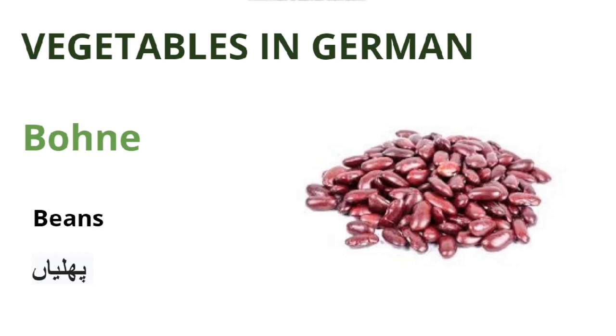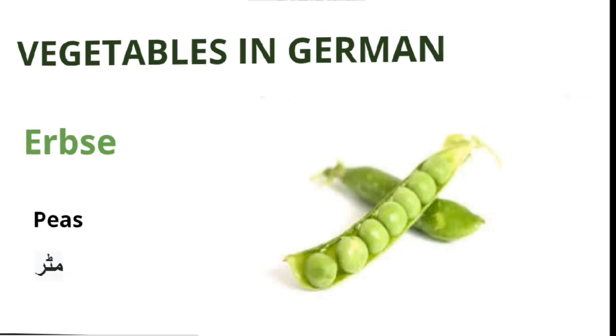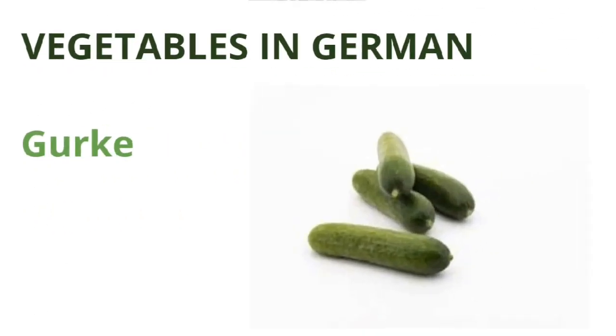Our next vegetable is Erbse. Erbse, which means peas in English. Now move to the next vegetable, that is Gurke. Gurke, which means cucumber in English.